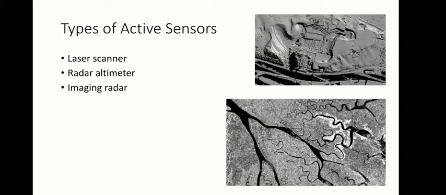So, what are the different types of active sensor? Mainly, as I have already explained, there are laser scanner, radar altimeter, and imaging radar. So, what are these? What is a laser scanner? Laser scanners are mounted on aircraft and use a laser beam, which is nothing but an infrared light, to measure the distance between the aircraft and the point located on the ground. This distance measurement is then combined with exact information on the aircraft's position to calculate the terrain elevation.